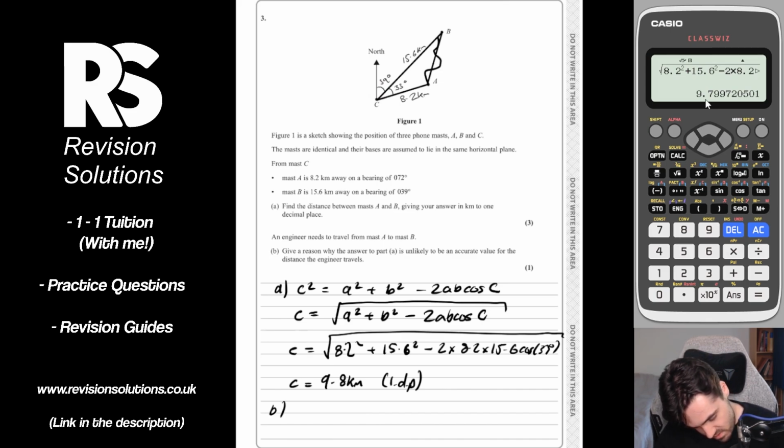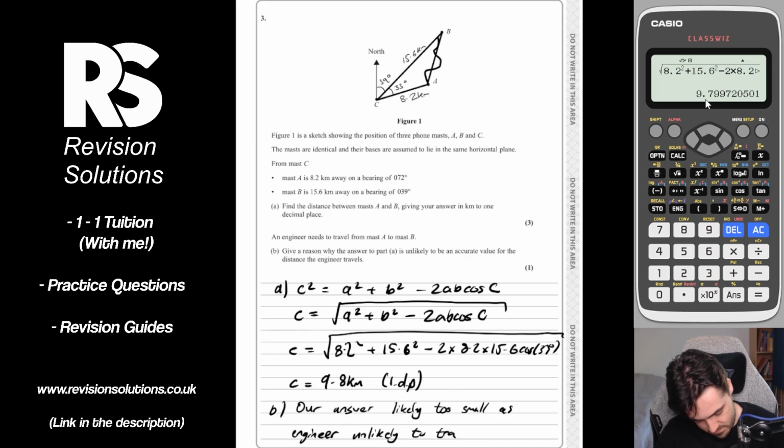So our answer is likely too small as the engineer is unlikely to travel in a straight line.